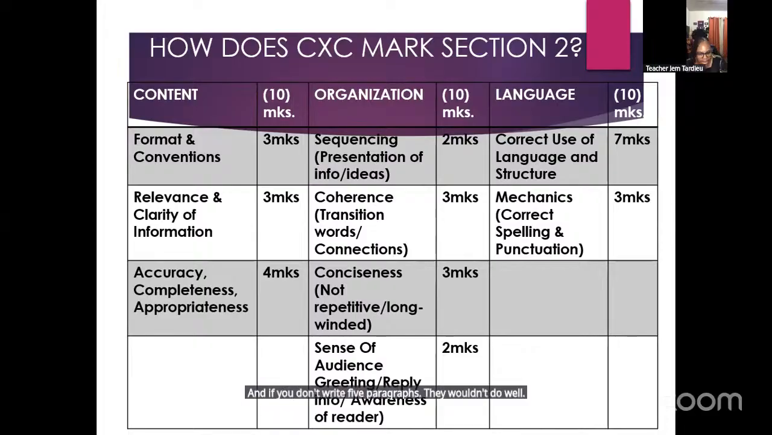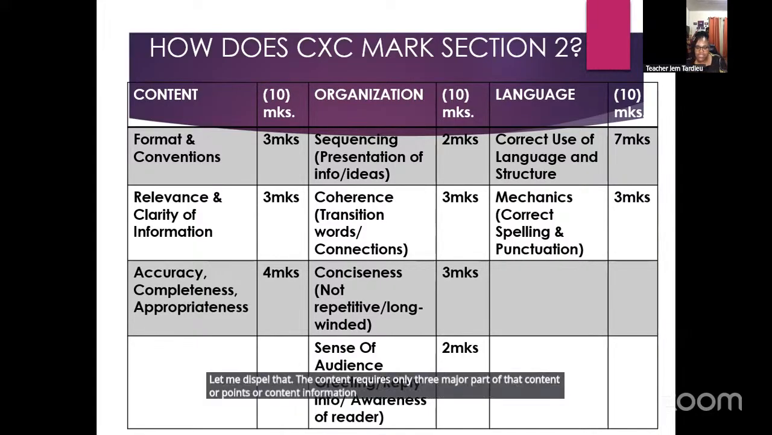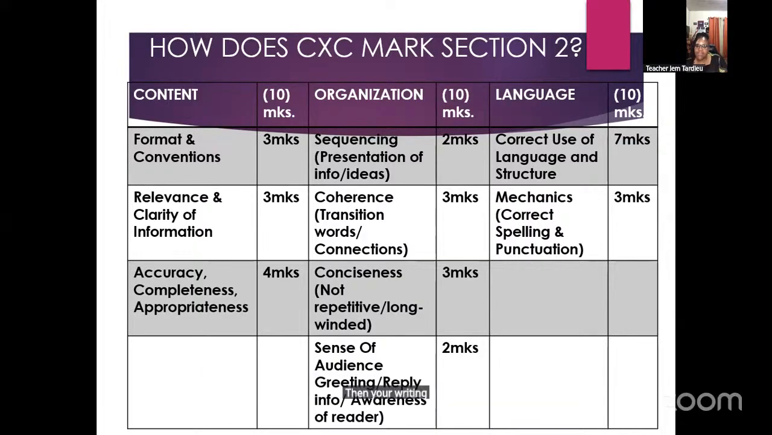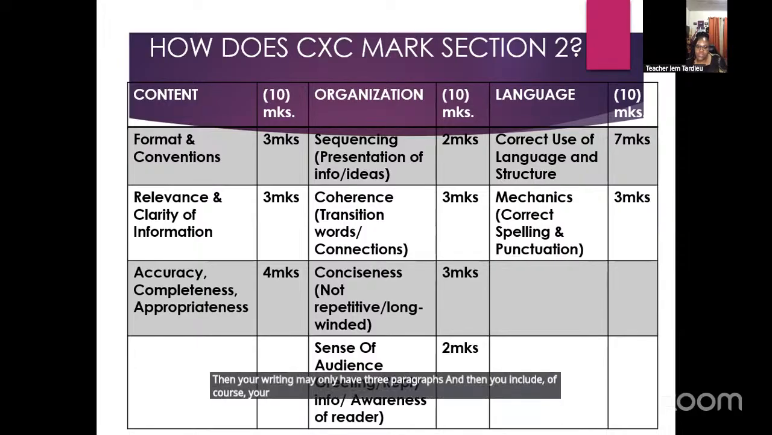Let me dispel that. If the content requires only 3 major parts, or points, or content information that needs to be elaborated, then your writing may only have 3 paragraphs, and then you include, of course, your intro paragraph and your conclusion paragraph, which might be only 5 paragraphs.